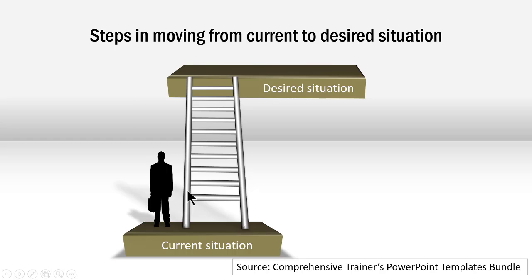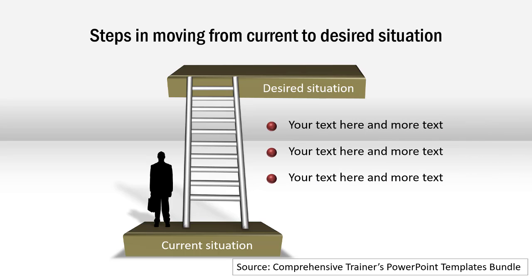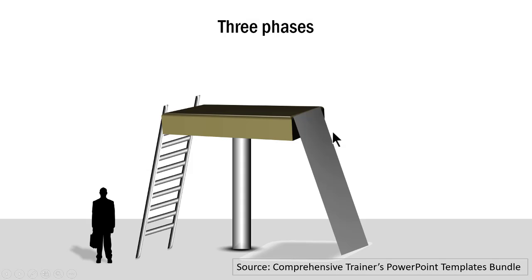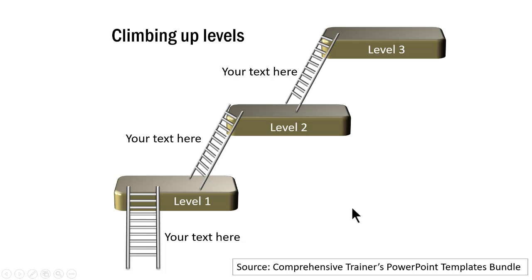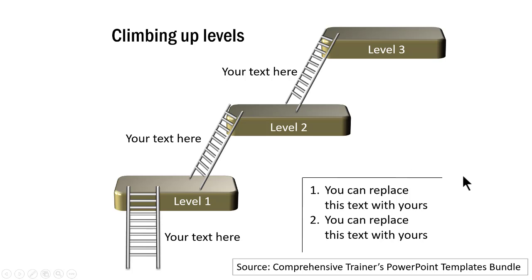You can also show concepts like going from current situation to desired situation and what are the various things that you need to do to reach the desired situation. And you can also talk about three phases of growth, like there is an ascent phase, there is a steady state, and there is a descent phase. And you can also talk about climbing up multiple levels, like level 1, level 2, level 3, etc. So as you can see, there are so many different interesting concepts you can communicate using the ladder graphic.